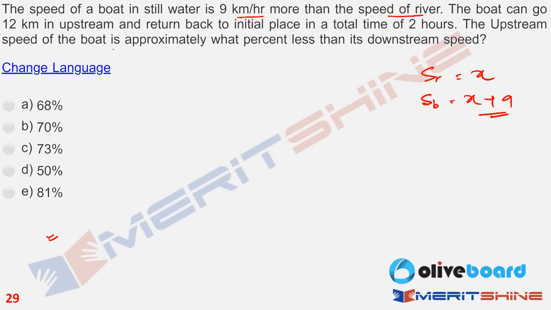The boat can go 12 km upstream, that is the upstream speed, and return back to the initial point. That means again 12 km at downstream speed, in a total time of 2 hours. The upstream speed of the boat is approximately what percent less than the downstream speed? This is what we have to compare.